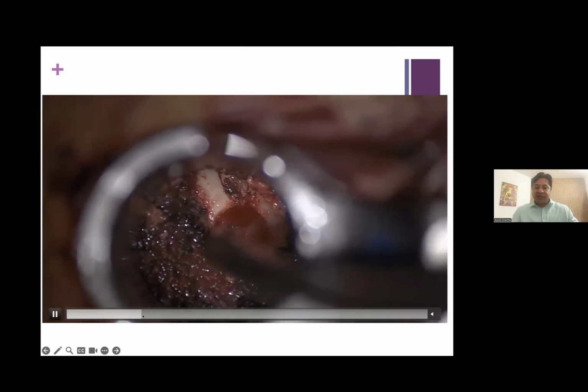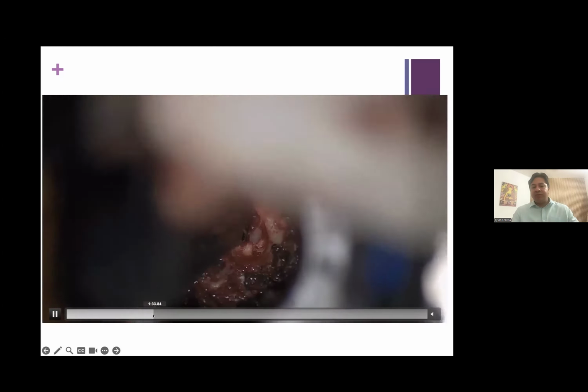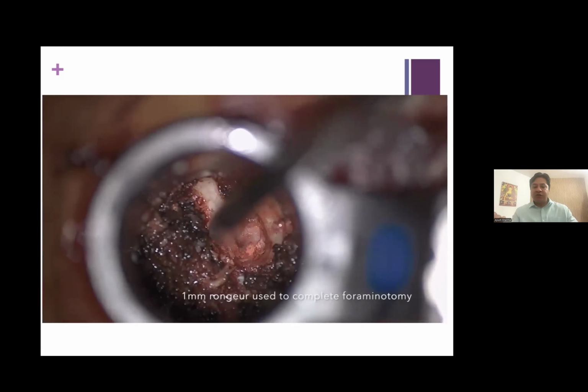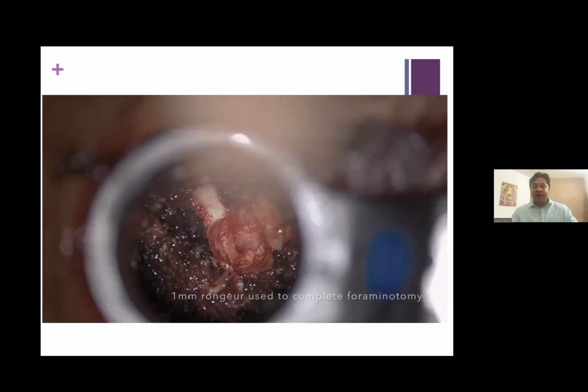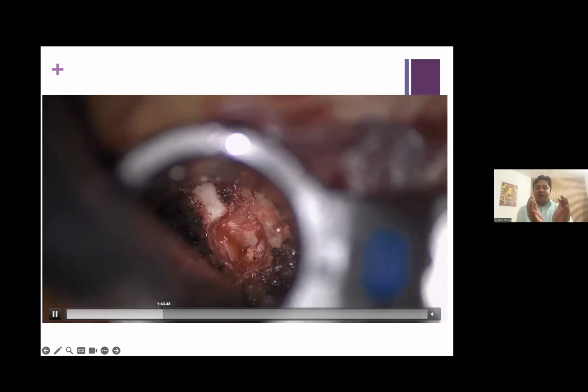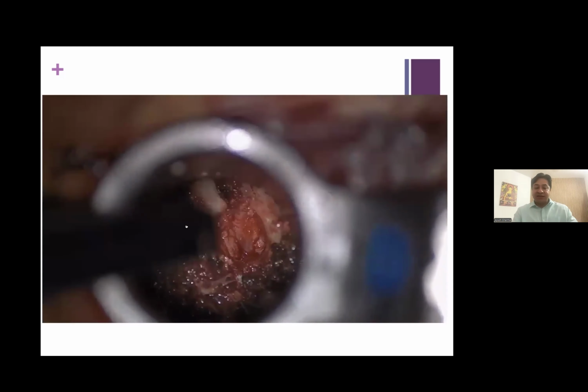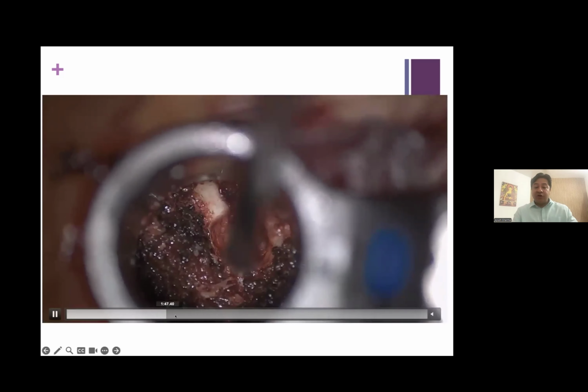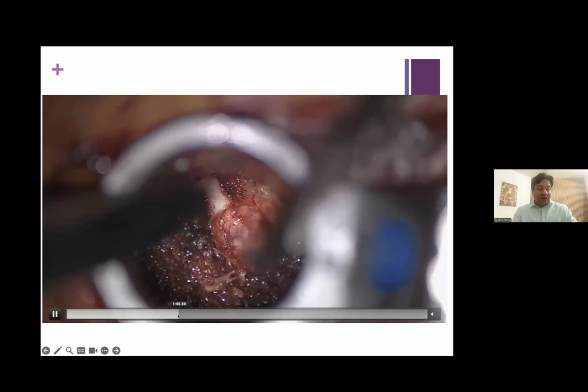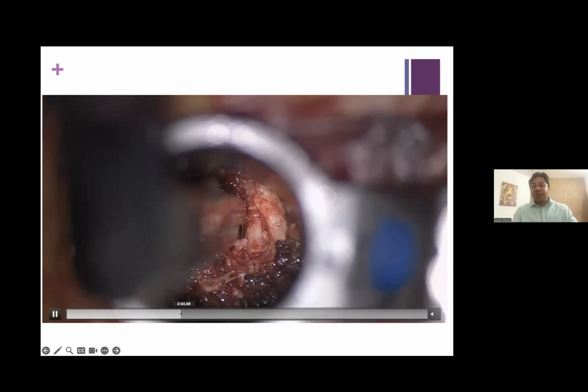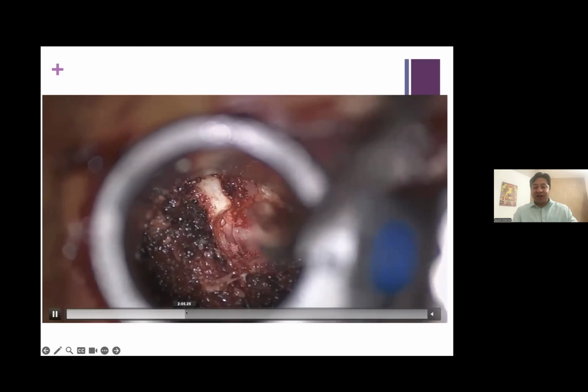Normally we use a high-speed burr and you go about it. Sometimes it could have some amount of bleeding. Once you have gone through the initial bone, you can use a 1 mm rongeur to complete the foraminotomy. What you will see is just above the root, there is a sheath of plexus. Sometimes it can lead to very torrential bleeding. So you have to have patience. It's all about patience at the end of the day when you are a spine surgeon.